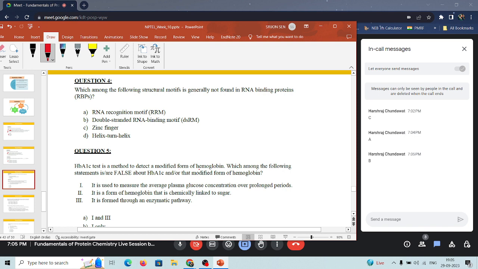Which among the following structural motifs is generally not found in RNA binding proteins? So which of the following motifs will you not find in RNA binding protein? You have the RRM, the RNA recognition motif, you have the double-stranded RNA binding motif, you have the zinc finger motif and the helix turn helix motif. So one of the above is your DNA binding motif. If you can find the DNA binding motif, then you can tell the right answer. So which is not a RNA binding protein?